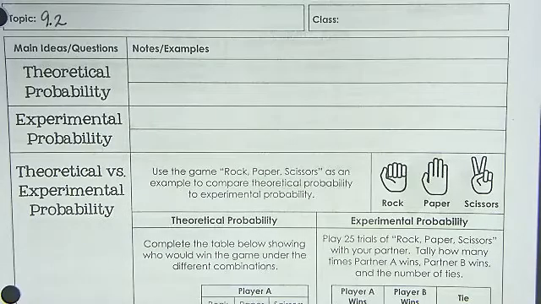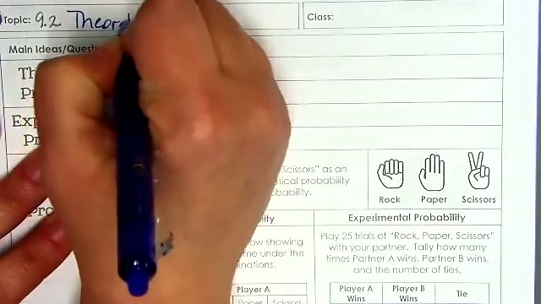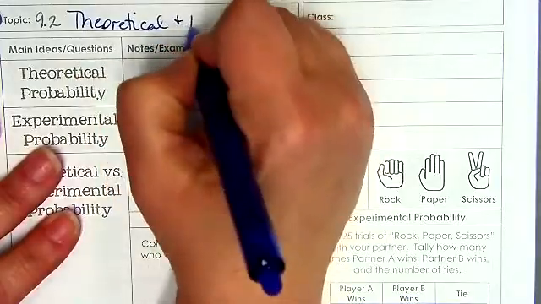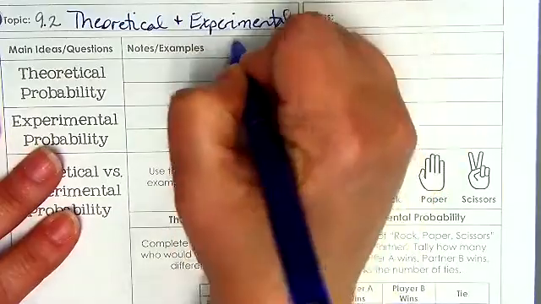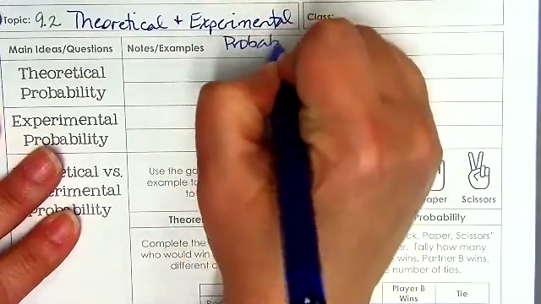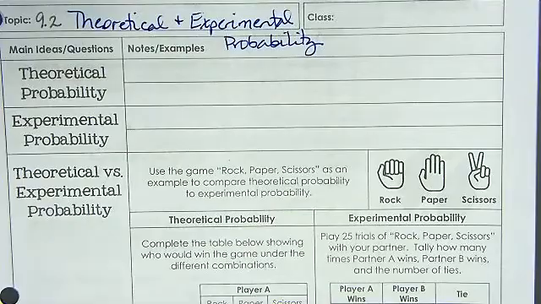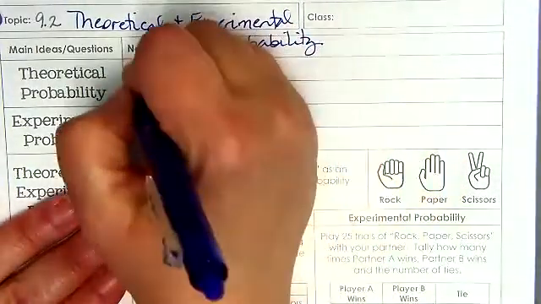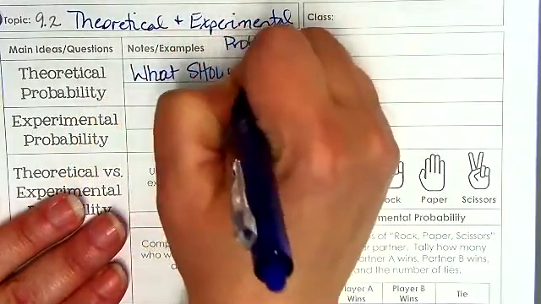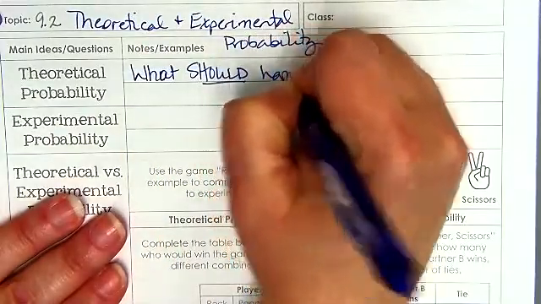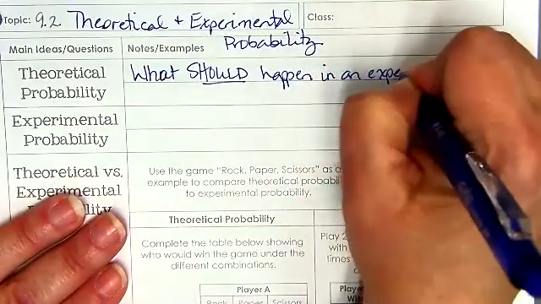Okay, now we are starting section 9.2, and in this we are discussing theoretical and experimental probability. Okay, so let's talk about what each one is. Theoretical is what should happen in an experiment.